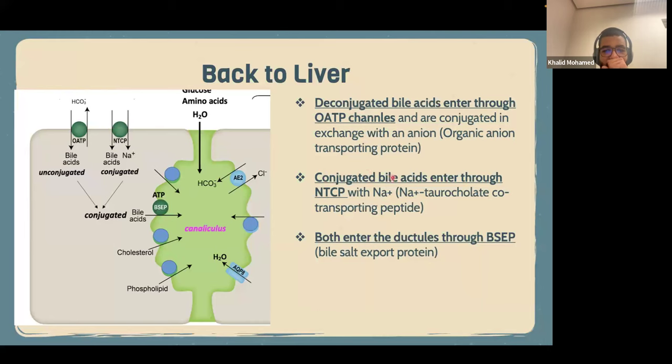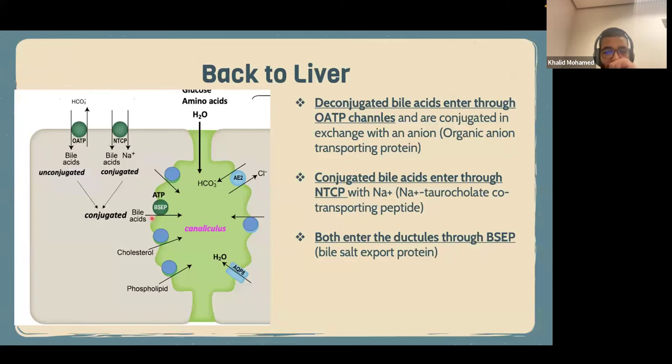Once the unconjugated enters, it will get conjugated again, first through hydroxylation by 7-alpha hydroxylase, and then addition of taurine and glycine. Then these will enter the canaliculi by BSEP, which is called bile salt export protein. And this is an active process that needs ATP.